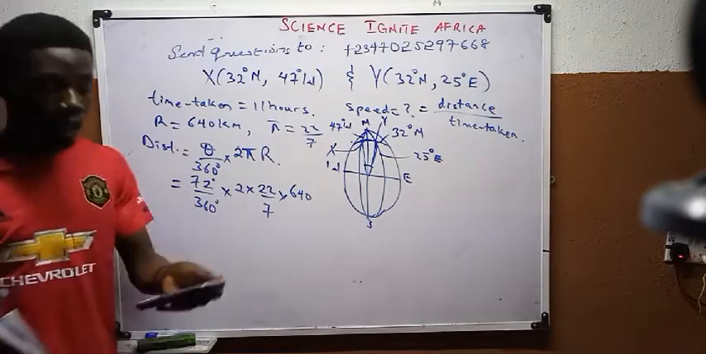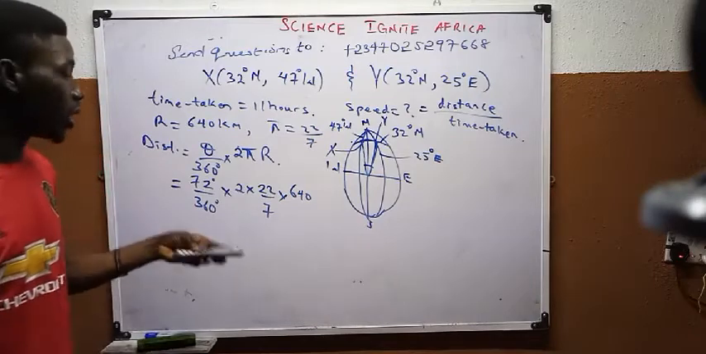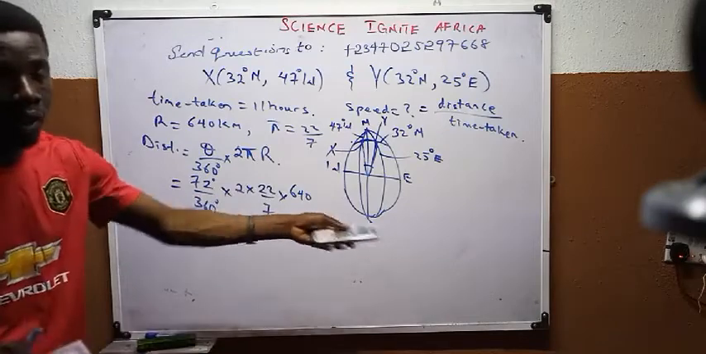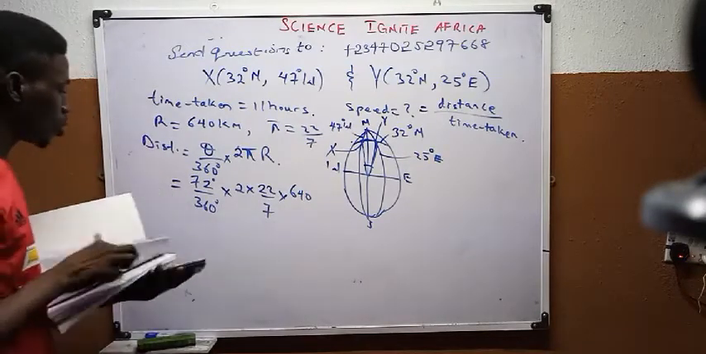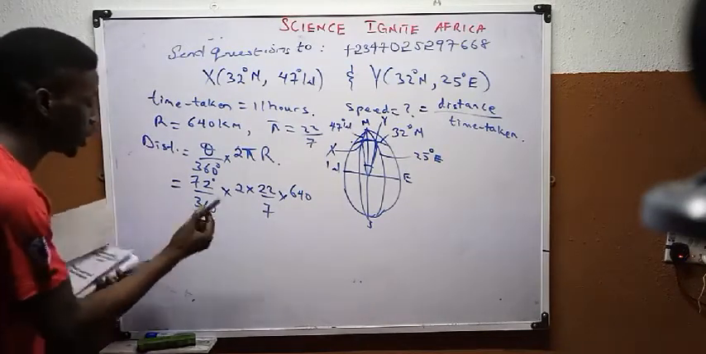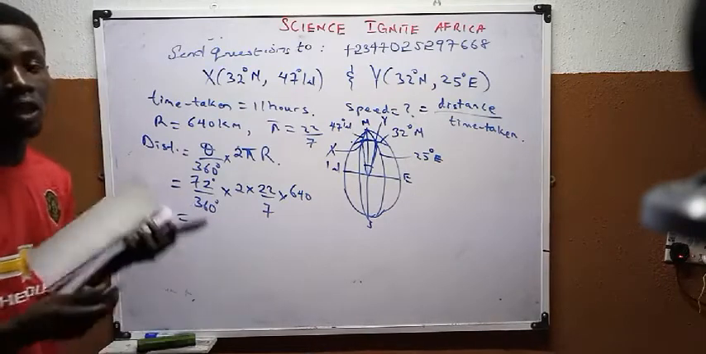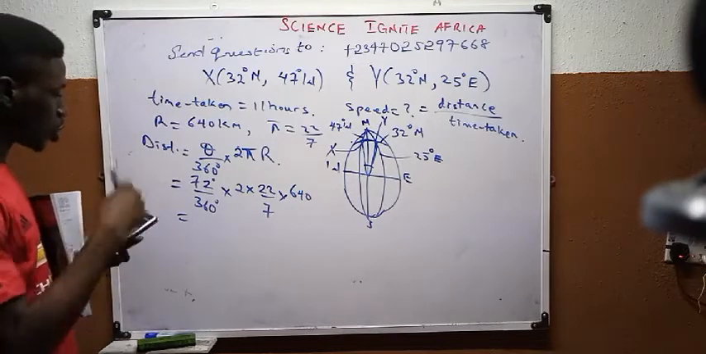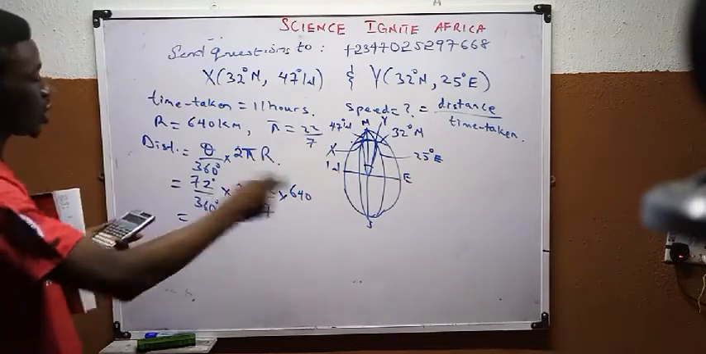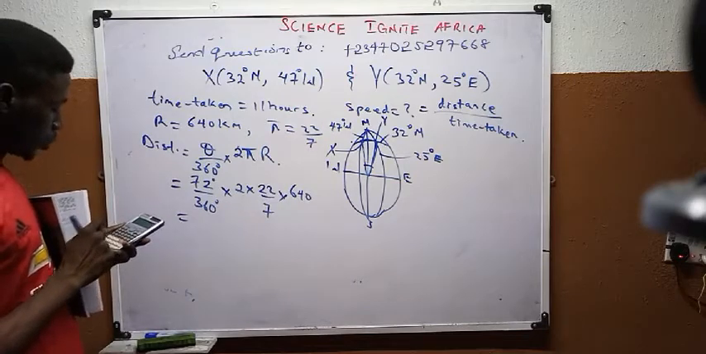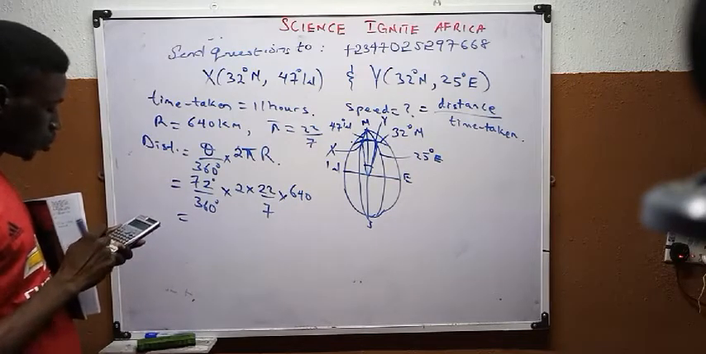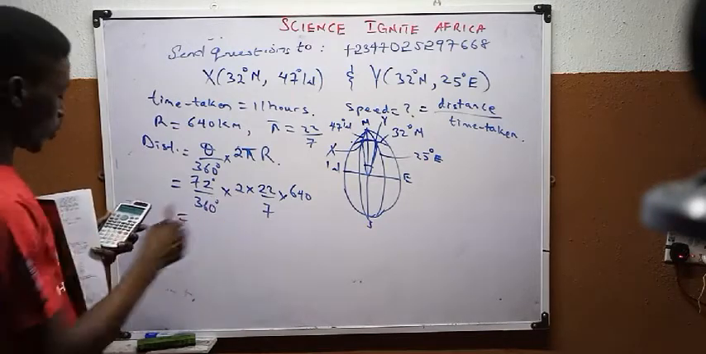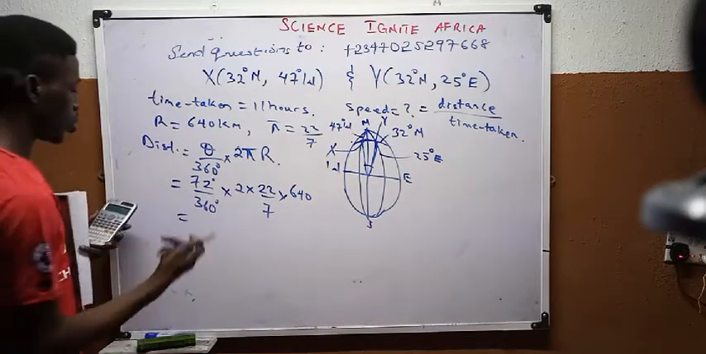So let us perform this now. Like I said the other time, your calculator is meant to make work easier for you. This is not JAMB, this is WAEC. Press the calculator, press it here. Don't be using your head to do all these things. It's only in JAMB that too much pressing of the calculator can waste your time. But in WAEC, that doesn't mean you should sleep on a question. So just press this calculator. We press the numerator: 72 times 2 times 22 times 640.